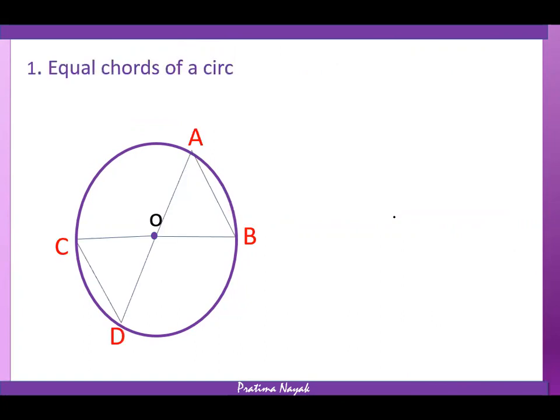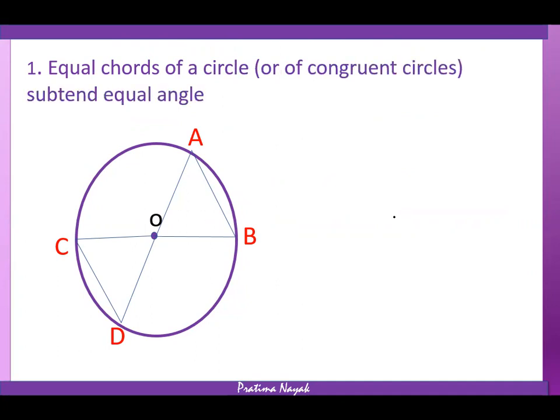Question number 1. Equal chords of a circle or congruent circles subtend equal angles at the center. I am not going to prove it, only I am revising the fact. Equal chords means here if AB and CD are equal chords, they will make equal angles at the center. If this is theta, this is also theta. And it is also true for congruent circles.